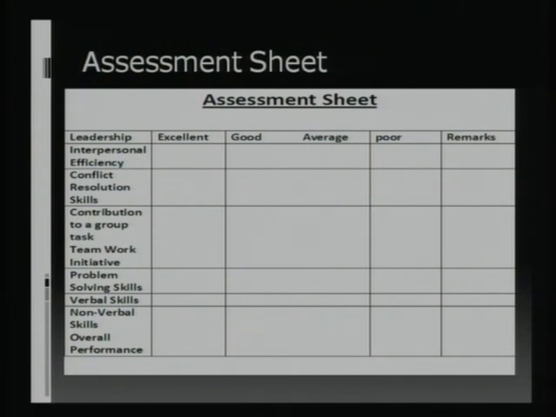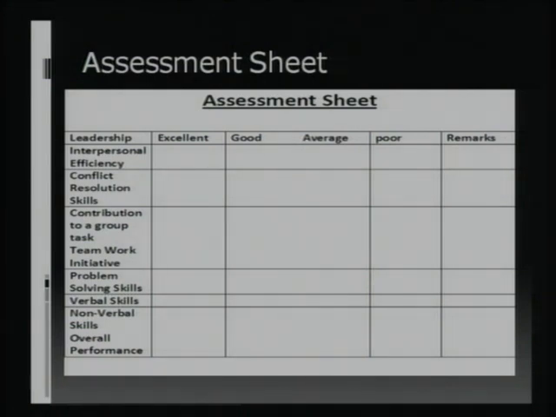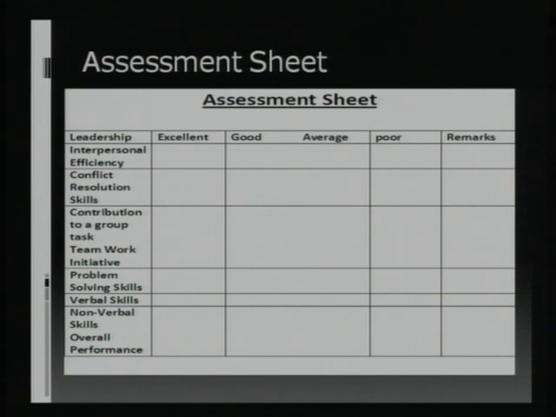See here. These are all the skills that they are looking for: leadership quality, interpersonal efficiency, conflict resolution skills, contribution to a group task, teamwork, initiative, problem solving skills, verbal skills, non-verbal skills, and overall performance. In front of it there are 4 categories: excellent, good, average and poor. So when you are discussing, the evaluators will find out whether you are excellent, good, average or poor in a specific quality.